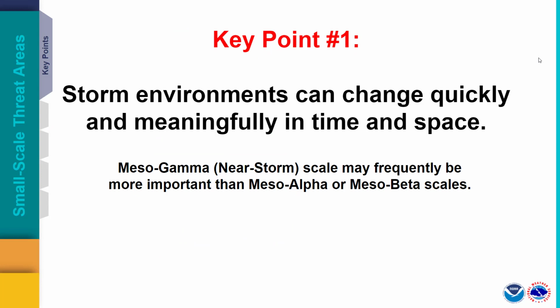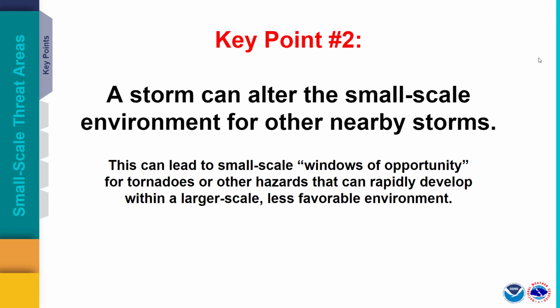Essentially, there are 3 key points that I'd like for you to take away from this module. First, storm environments can change quickly and meaningfully in time and space. Mesogamma, or near-storm scale, may frequently be more important than meso-alpha or meso-beta scales. Secondly, a storm can alter the small-scale environment for other nearby storms. This can lead to small-scale windows of opportunity for tornadoes or other hazards that can rapidly develop within a larger scale, less favorable environment.